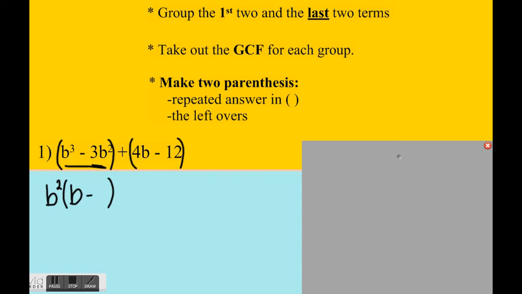The GCF of 4b minus 12 is a positive 4. 4b divided by 4 leaves me with a b. Negative 12 divided by 4 leaves me with a negative 3. You should now notice that what is in parentheses is exactly the same. This is the GCF for the next part of my problem.